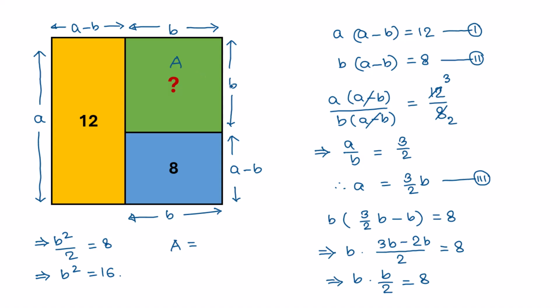Now the area of this green square, the side length of this green square is B, so area will be B square. And we have found the value of B square is 16, so the area of this green square will be 16 square units. And this is the solution of our given problem.